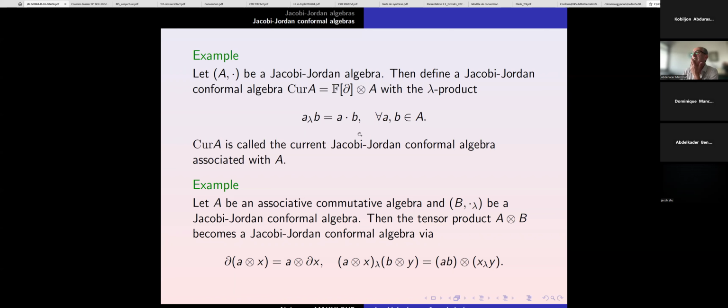Okay, now here this is an example. If we start with the Jacobi-Jordan algebra, then the current algebra, which is defined in this way in general, becomes this, and we define the lambda product in this way. Then this is the Jacobi-Jordan conformal algebra associated to A. And the Virasoro and Witt algebras are also good examples of conformal Lie algebras. More generally, if you start with an associative commutative algebra and a Jacobi-Jordan conformal algebra, then on this tensor product you can define a Jacobi-Jordan conformal algebra. This is a generalization of the previous example.